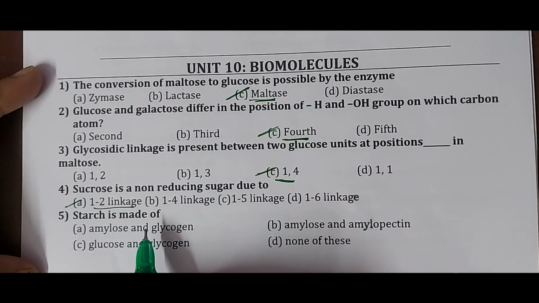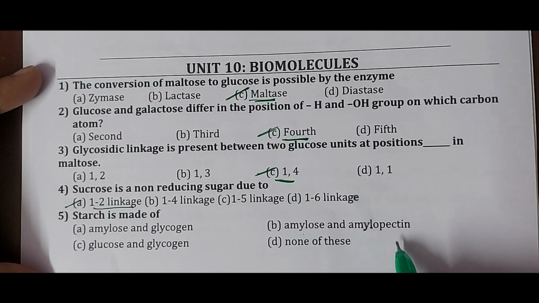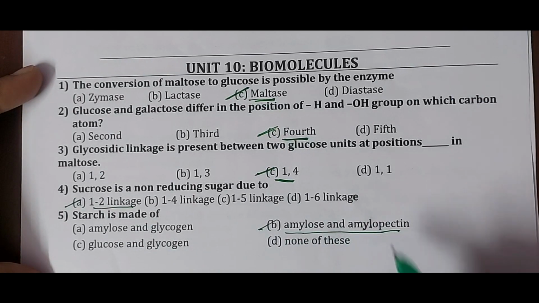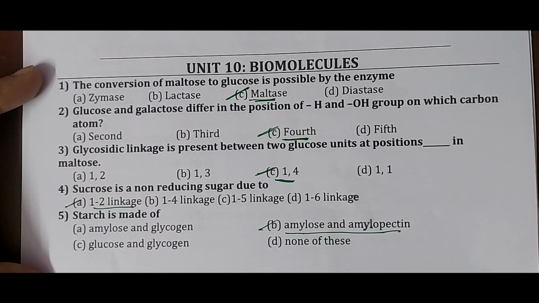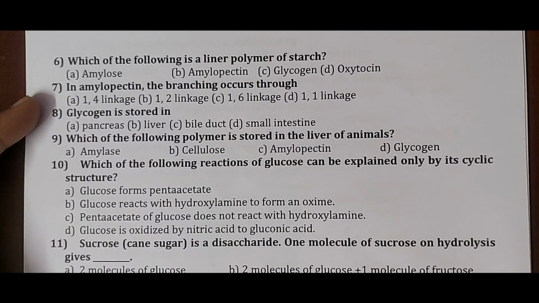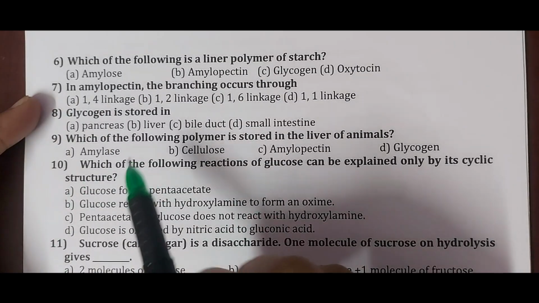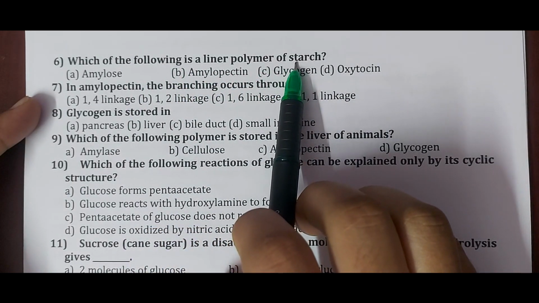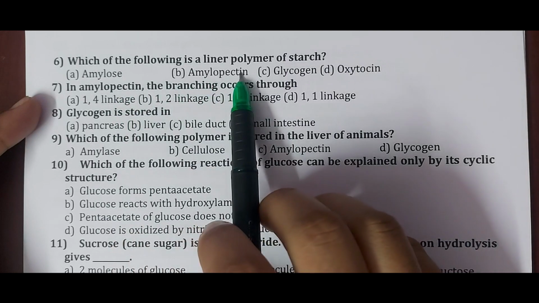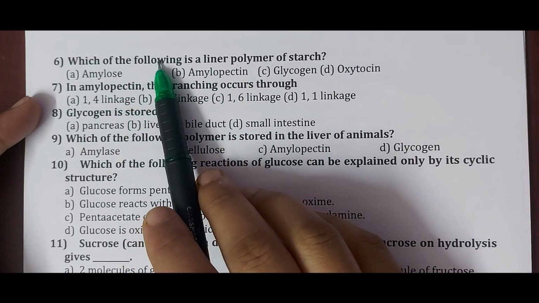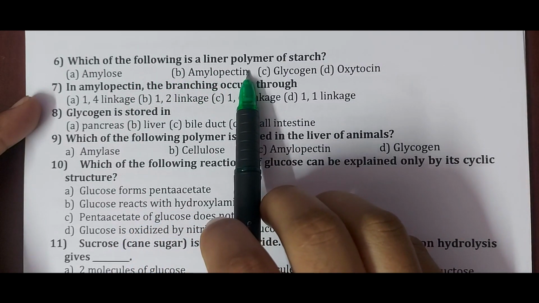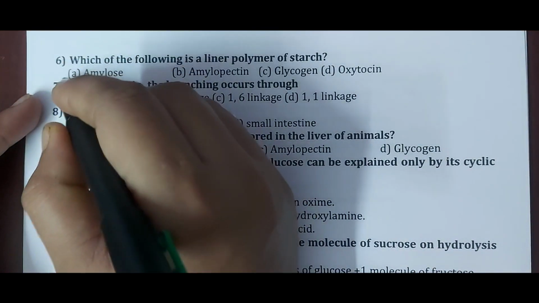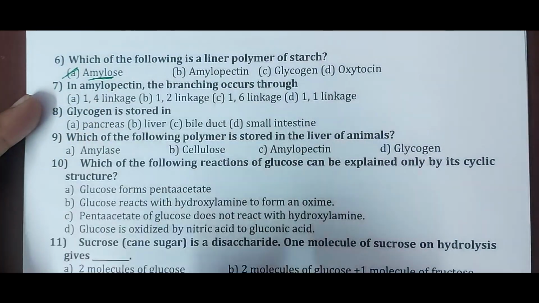Next, starch is made up of amylose and amylopectin. So the correct answer is option B. Then next we'll go with question number 6. Which of the following is a linear polymer of starch? As we have discussed, starch consists of amylose and amylopectin. Amylose is a linear polymer, amylopectin is a branched polymer, hence the correct answer is option A, amylose.